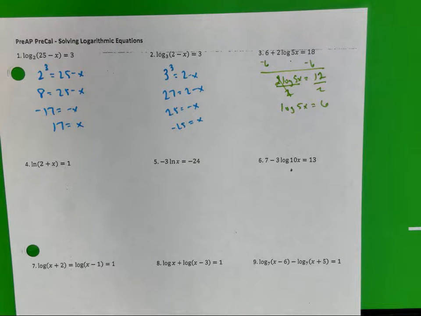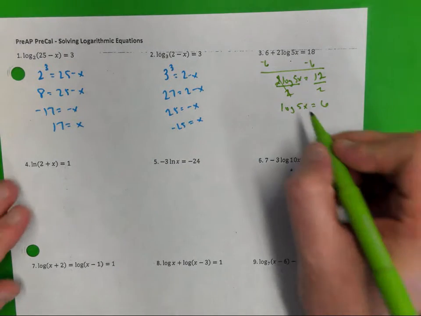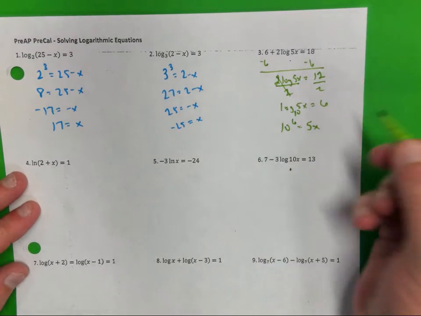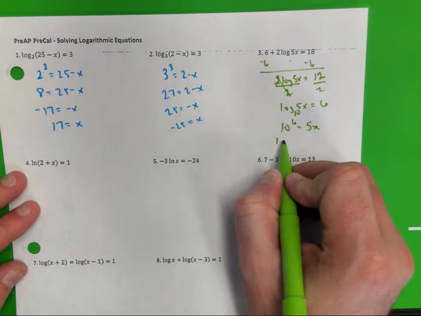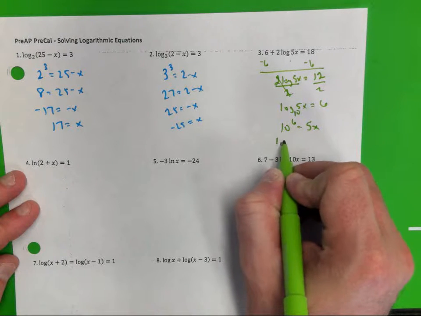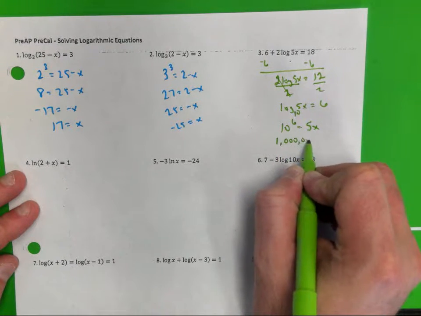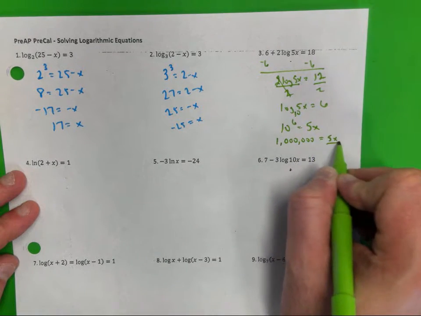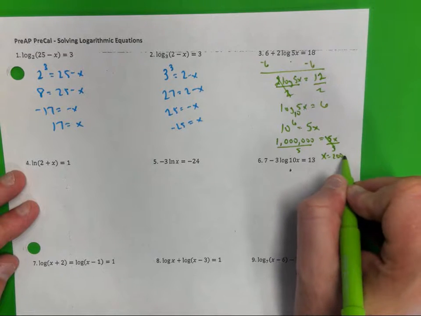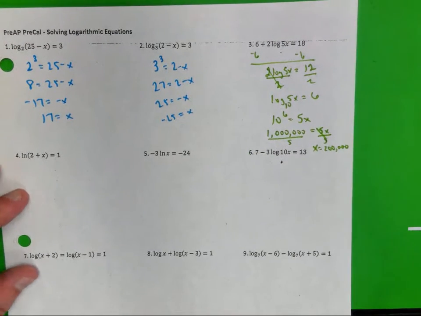Yes. What's your understood base there? 10. So 10 to the 6 equals 5x. So what's 10 to the 6? Check it. Make sure. Yep. It's 1 million divided by 5. What do you get? There's your answer. 200,000.